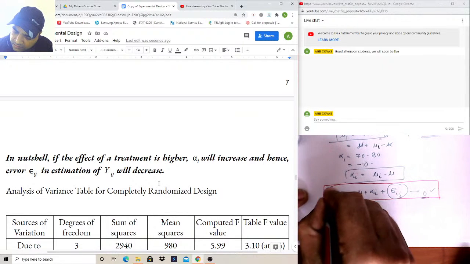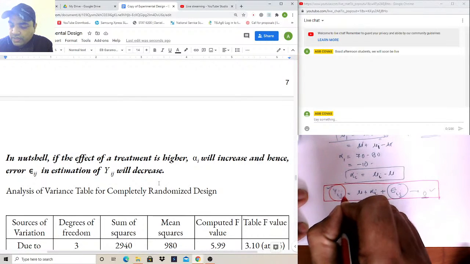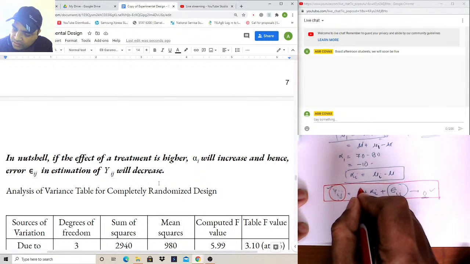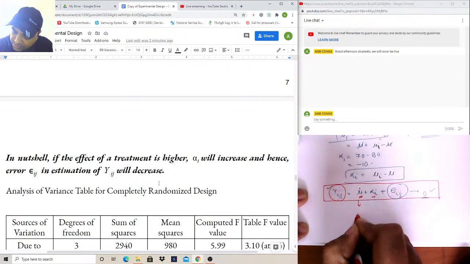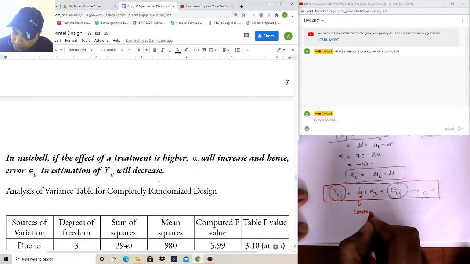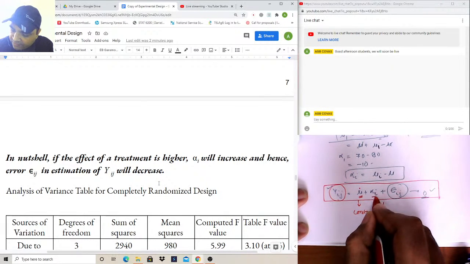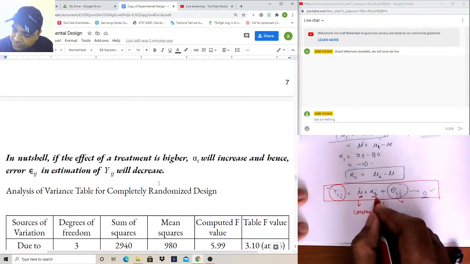This is your response variable, that is how much yield you are going to get in your plot. This will be your overall mean, which is of the population, which is not going to change. This is constant. Now this is going to change, and it depends on which treatment you are giving, this alpha i. And this error will be estimated based on the treatment which you have introduced into your model.